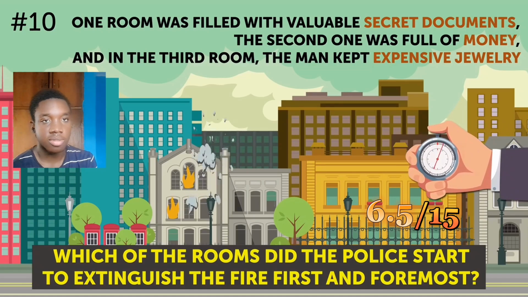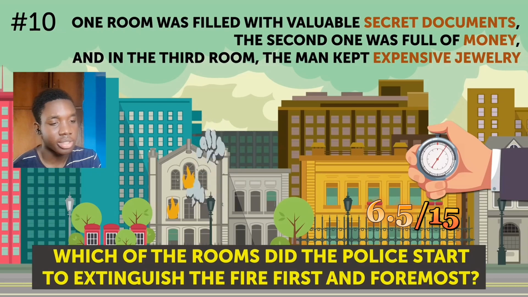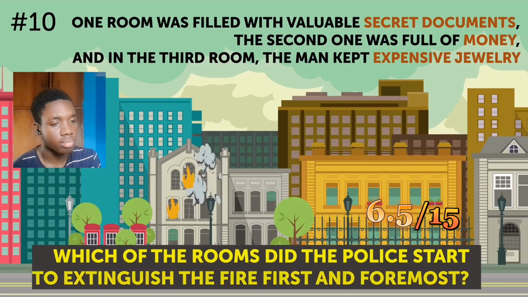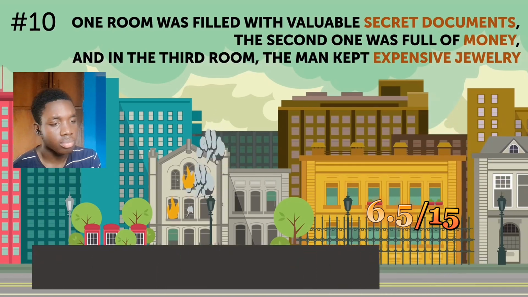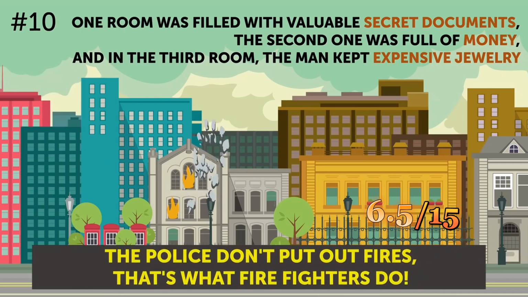Well, the first floor, because that's the closest they could get. But I don't know if policemen even put out fires. You can debate the philosophical stuff later, but let's get one thing straight. The police don't put out fires. That's what firefighters do.